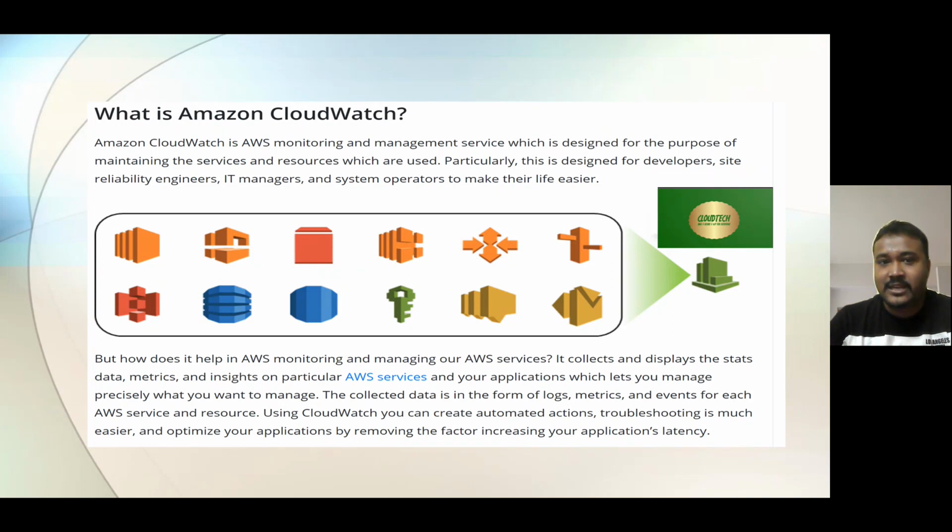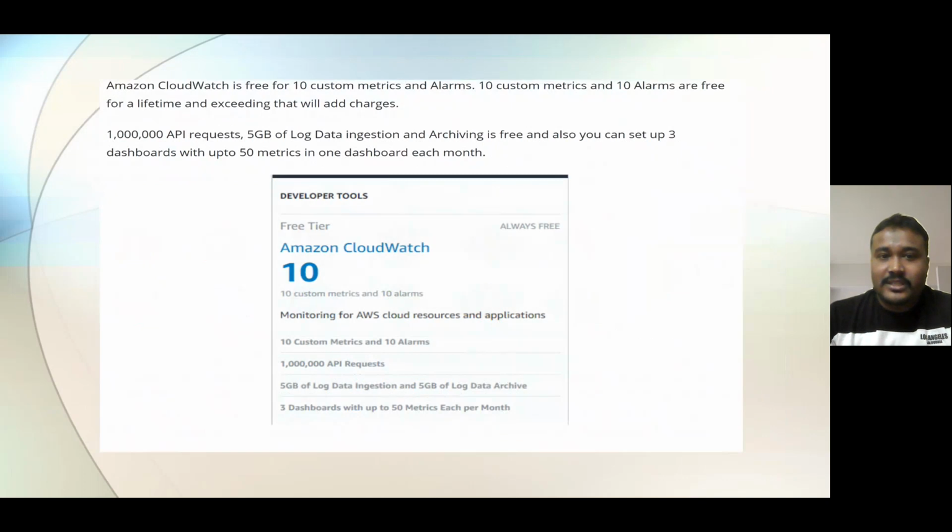And in CloudWatch, there are different types of alarms. When I take you into the AWS console, I will go through that also. Then in CloudWatch, on the free tier side, there are some limitations. It's not unlimited; you can't put unlimited alarms and unlimited API requests. There are some threshold values for how much you can use.